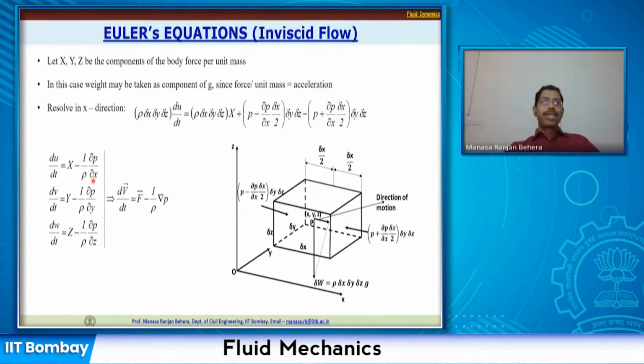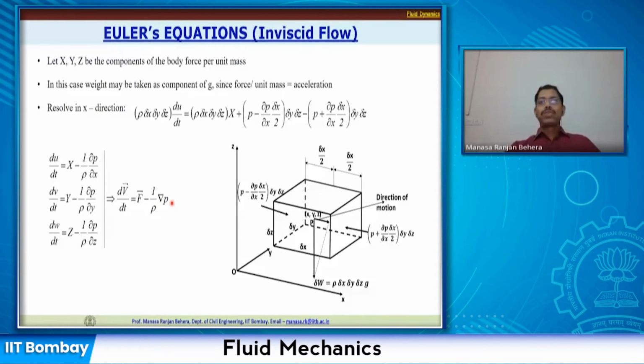Okay, and similarly all three different equations in three different directions can be written. Now same thing we had already derived earlier. So you do it that way or this way, you will come down to the same equation. Okay, so finally we could write down dV by dt is equal to the body force minus 1 by rho del p.